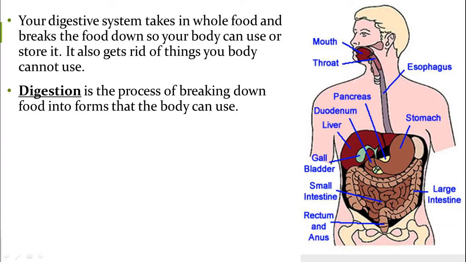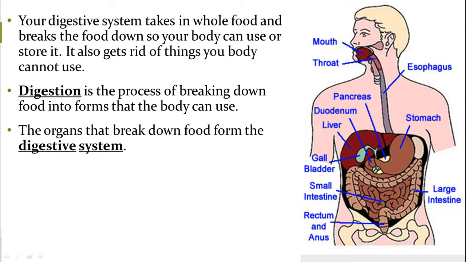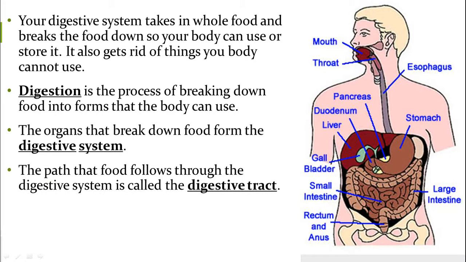The digestion itself is actually the process of breaking things down. Okay, so we're going to take something kind of big and break it down smaller. Then we can use it. Digestion is breaking down, and then we have the second part, which is called absorption. So the whole system is digestion and then absorption. The organs that break down food form the digestive system. The path that food follows in the digestive system is called the digestive tract.